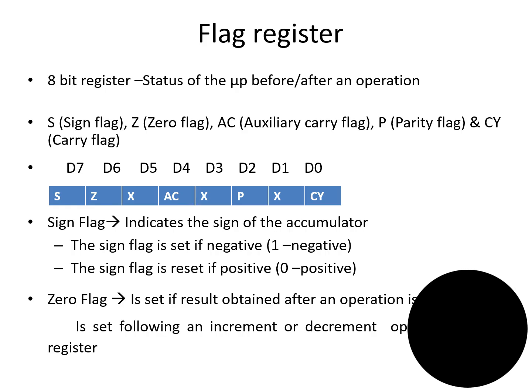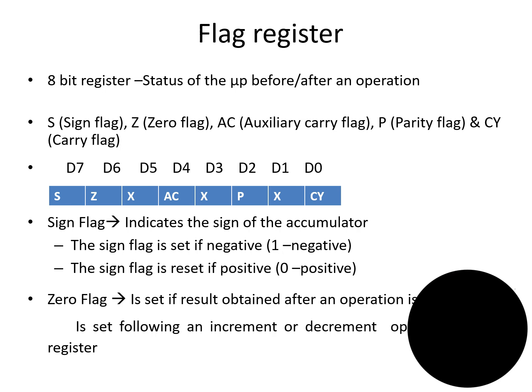Next is the zero flag. When you process the result, if your resultant is a zero value, in that case the D6 bit will be 1. And this is your don't care condition. It can be anything, either 0 or 1.